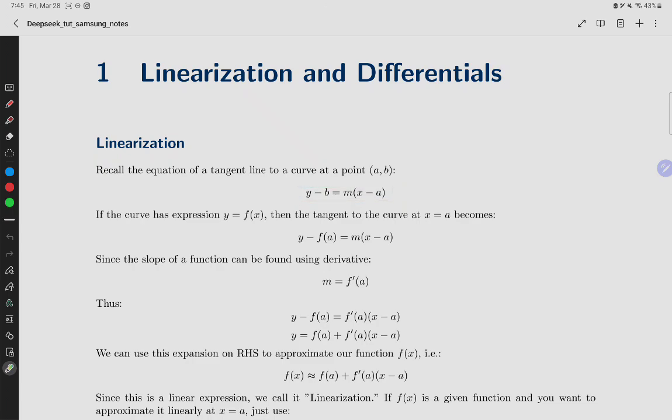Now if I write my function or the curve in function notation, then my a and b become: the x-axis value a is put in the function f of a, and this becomes my y. So the point a, b becomes a, f of a. Nothing else changes, only the y component becomes f of a. So y minus f of a equals m times x minus a, where m is the slope.